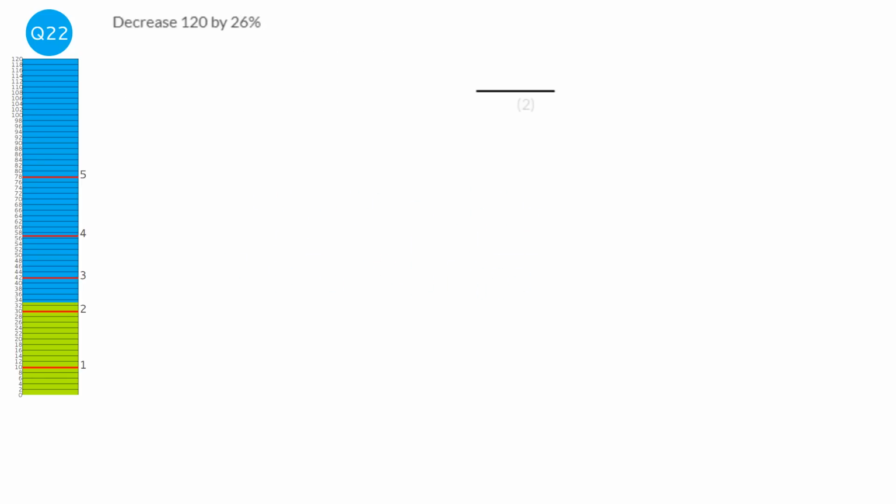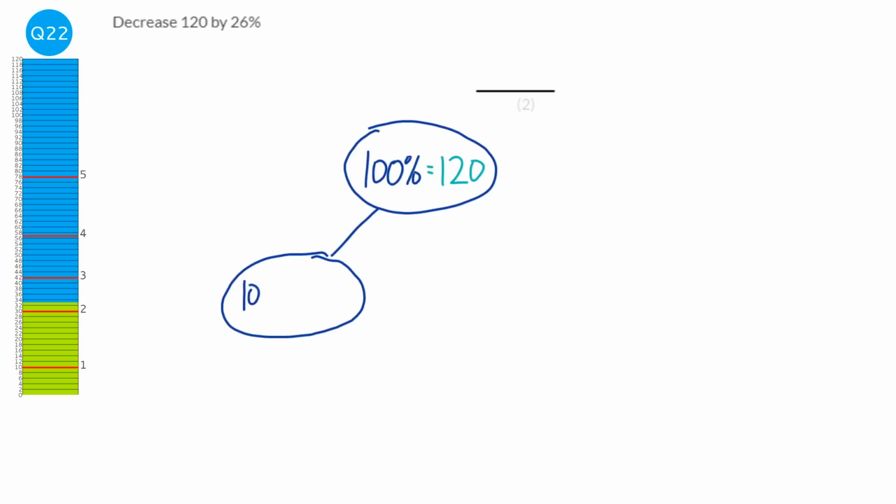11,187 as our answer. So 100% of 120 is 120. And let's put that in a bubble. So we're going to split that bubble up to find out what 10% is. And to find 10%, all we need to do is divide it by 10. So divide 120 by 10, you get 12. And then we want to split that bubble up again into 5%. And 5% is found just by halving it again, so that would be half of 12, which is 6.